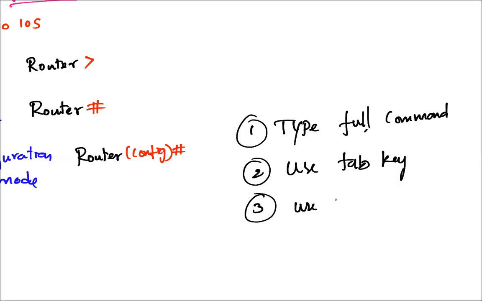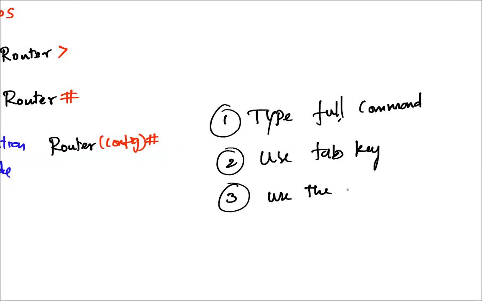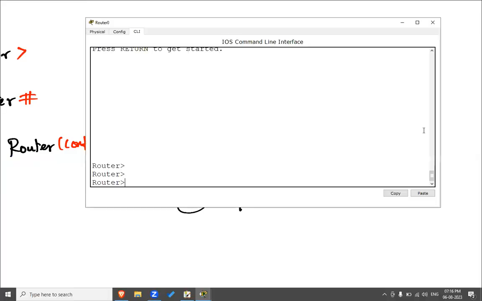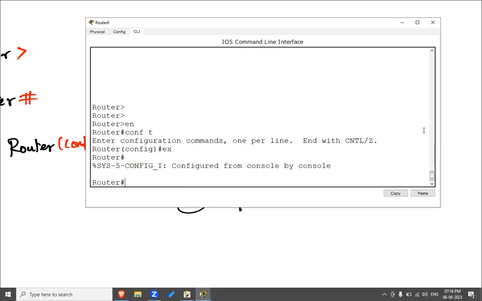The third method: use the required letters alone, which means for enable you can type en alone. Use the required characters, or type the shortcut, the short command. Okay, so it is nothing but en, conf, ex, ex.